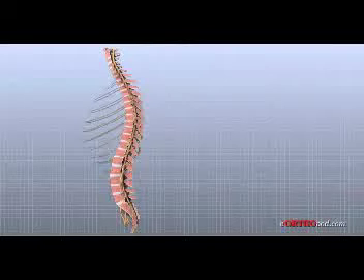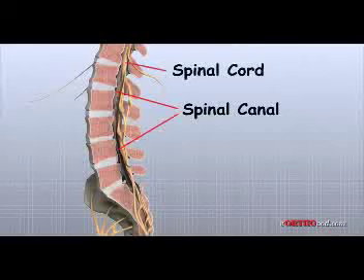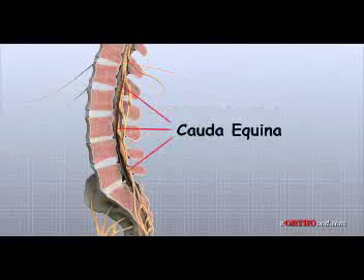The spinal cord extends from the brain to the L2 vertebra. Below this level, the spinal cord splits into a bundle of nerves that goes to the lower limbs and pelvic organs. The Latin term for this bundle of nerves is cauda equina, meaning horse's tail.